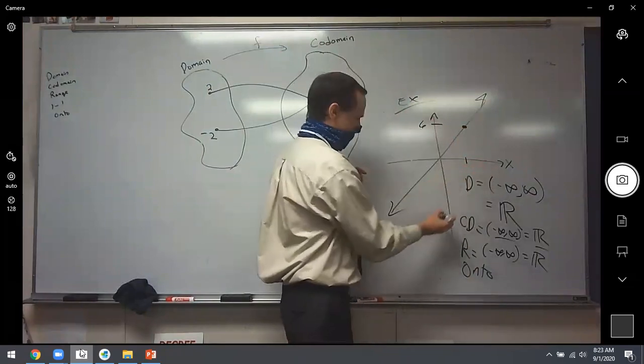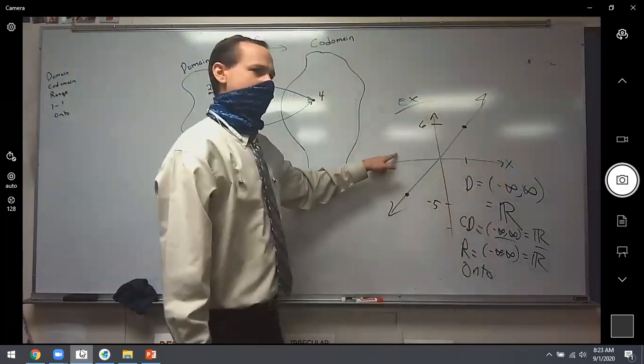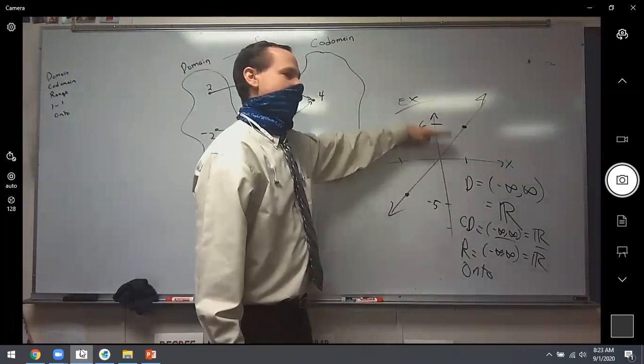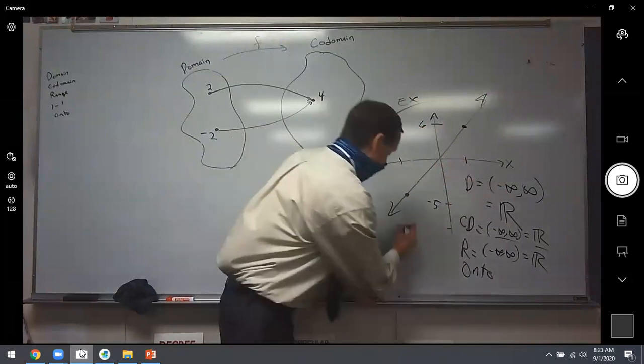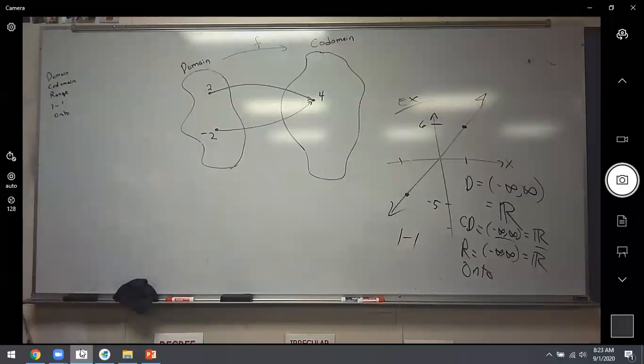How about, let's get out -5 right here. Does that only come from one x value? Yeah. Does it seem like no matter what y value I give you, you can only tell me there's one x value that goes with it? So what's that mean? It is one-to-one also. This is one-to-one and onto.